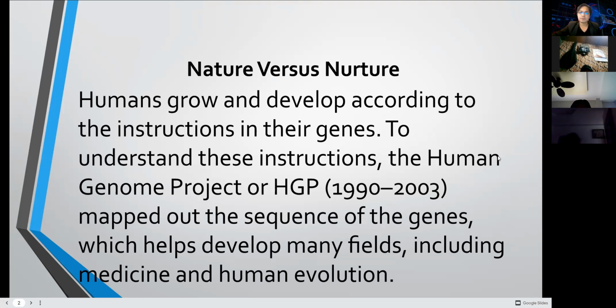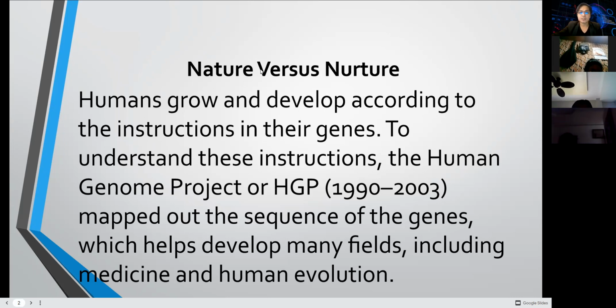Nature versus nurture. Humans grow and develop according to the instructions in their genes. To understand these instructions, the Human Genome Project, or HGP, mapped out the sequence of genes, which helped develop many fields, including medicine and human evolution. The purpose of the Human Genome Project is to identify the sequence of genes, their proteins, and of course develop medicine for human evolution.